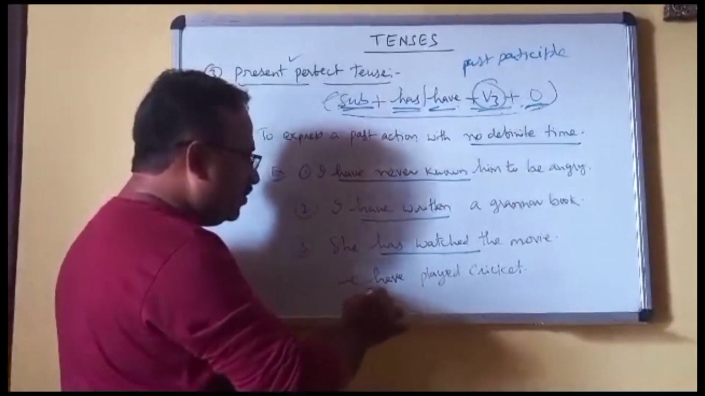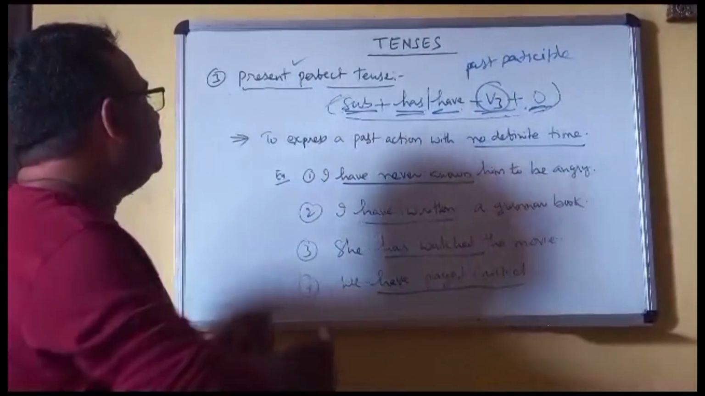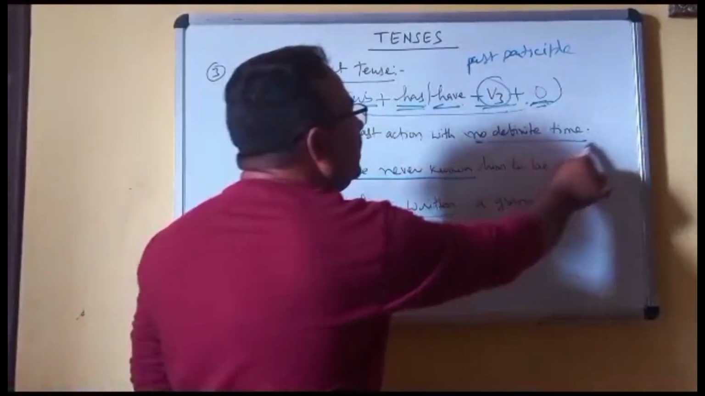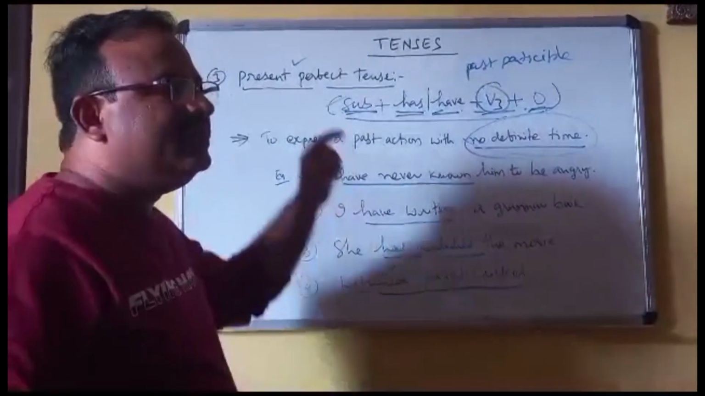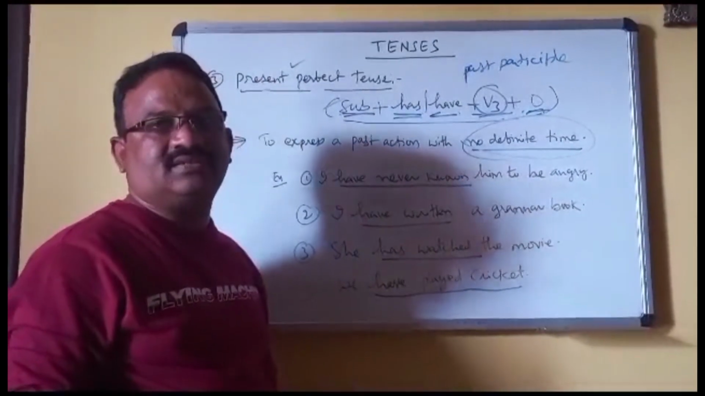And one more example. You have played cricket. So to express a past action with no definite time or no specific time, in this case we have to use present perfect tense.